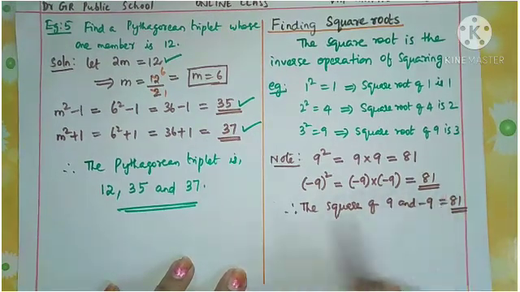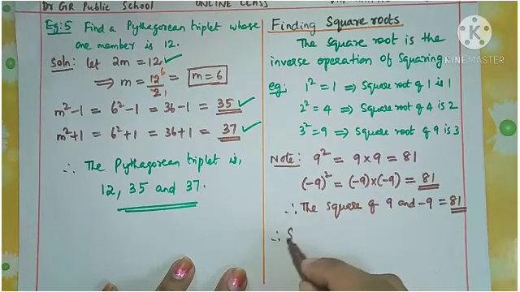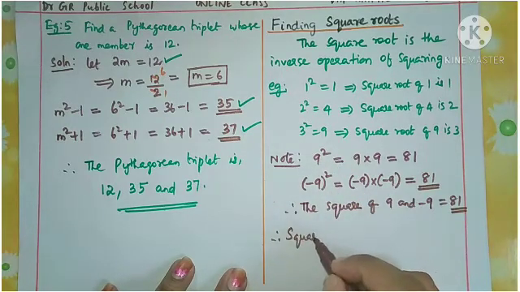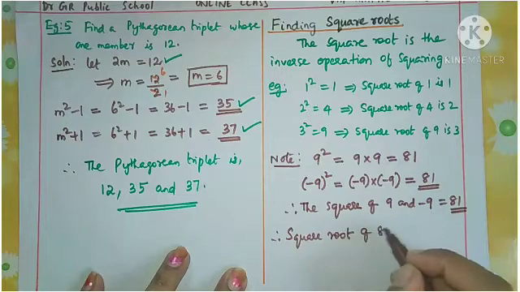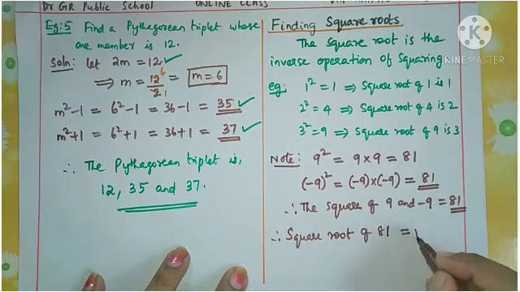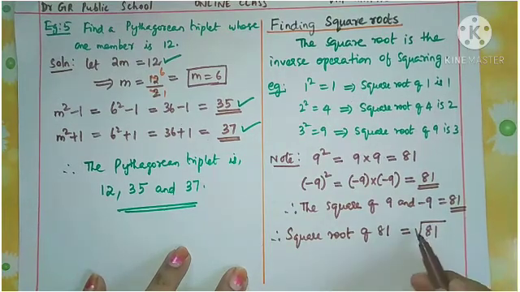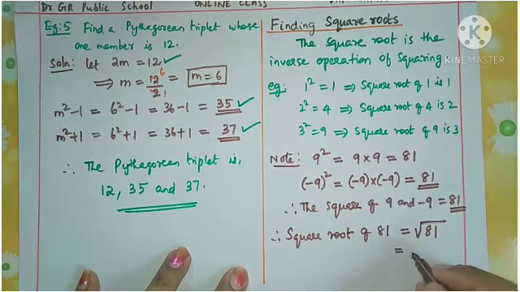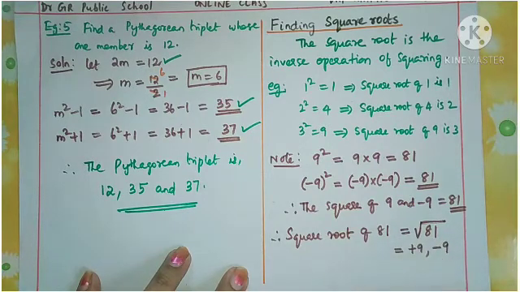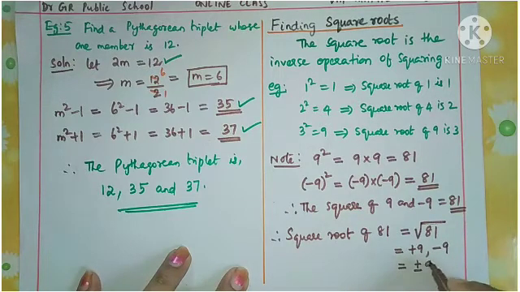Okay, so from this how you can write the square root? Yes, therefore, square root of 81, how you can write? This is the radical sign, root of 81. Okay, so this is the sign used for square root. So when you discuss the square root of 81, there are two square roots, that is plus 9 is also there and minus 9 is also there. We can write this together, plus or minus 9.